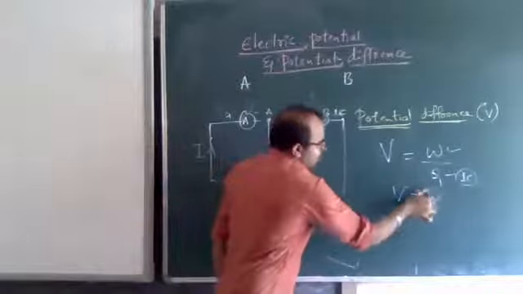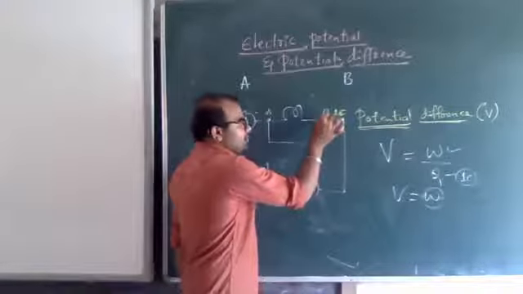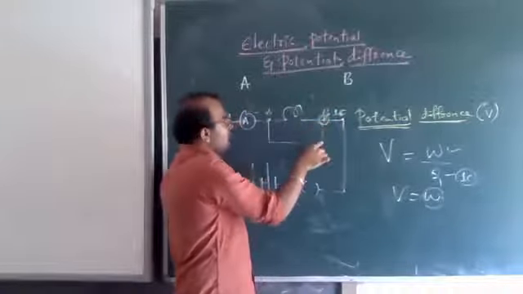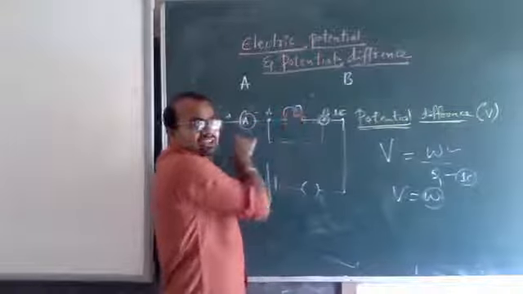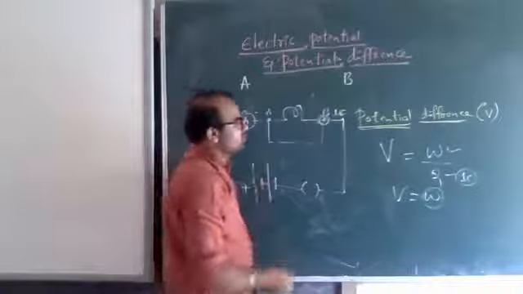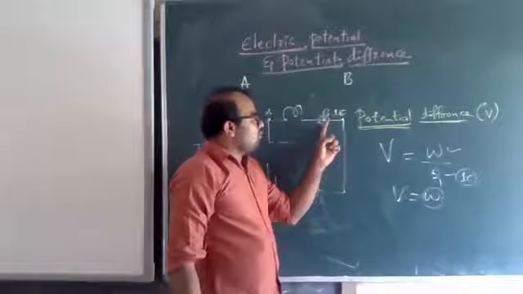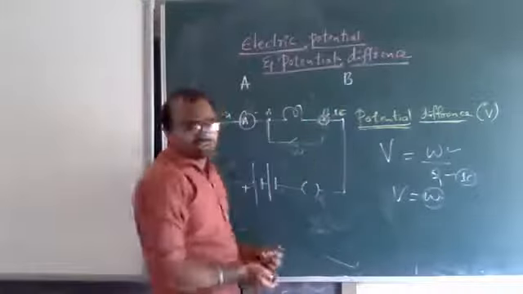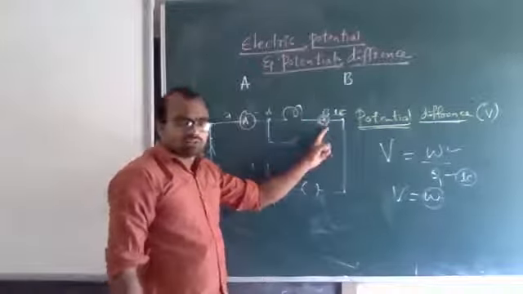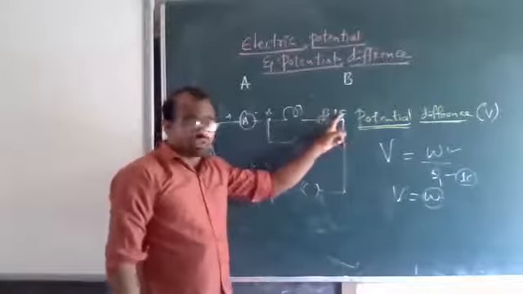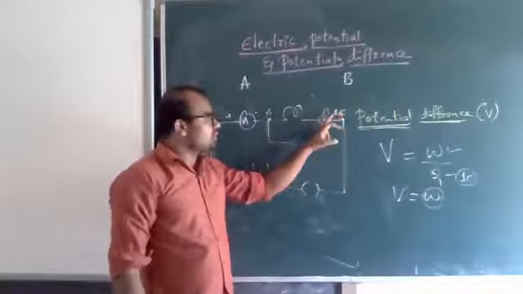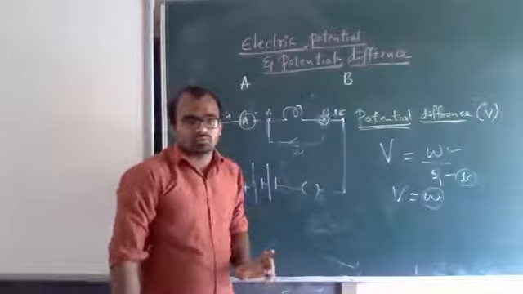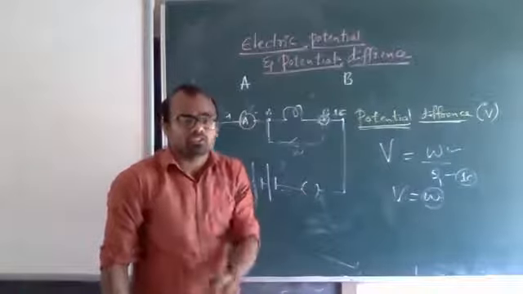So now we can see the amount of work done in bringing a unit positive charge from one point to another point in an electrical circuit. Do you understand? This is the work done. You are bringing it from here to here, which means you are doing some work. The amount of work done in bringing a unit positive charge from one point to another point in an electrical circuit is the potential difference.